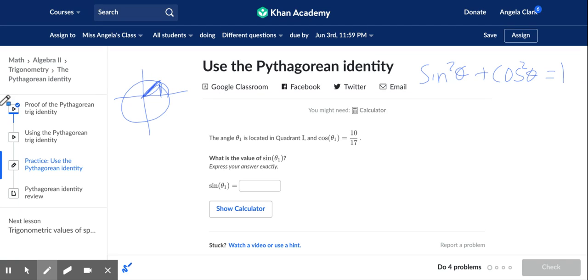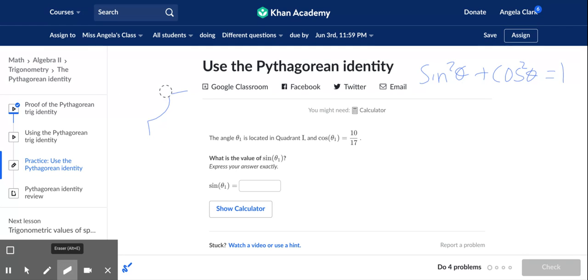So you don't even need to watch the proof video. That's the proof right there. That's basically why this is true. It's all based on the unit circle. If you didn't understand that very rapid explanation, go ahead and watch the video. All right. Anyway, let's talk about how I would use this to solve this question.